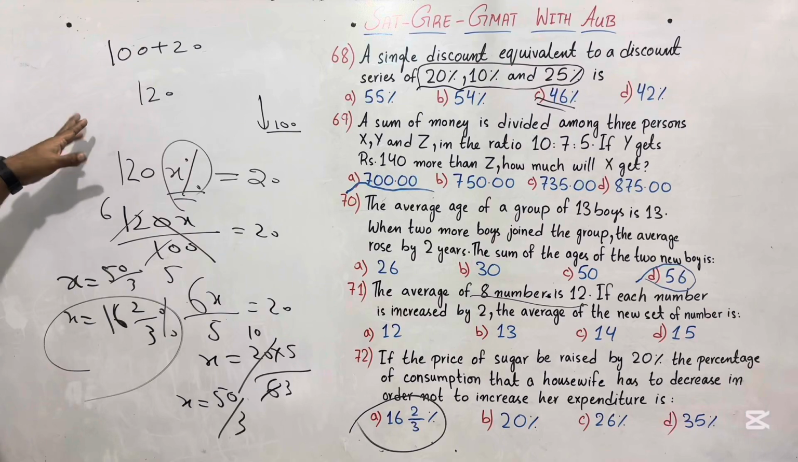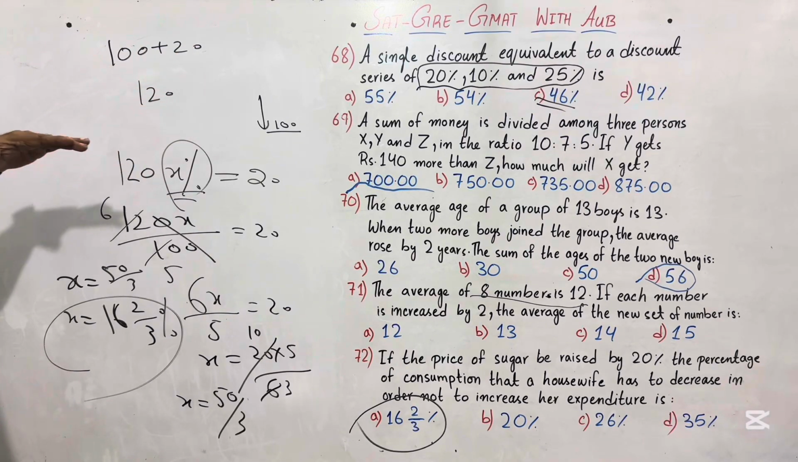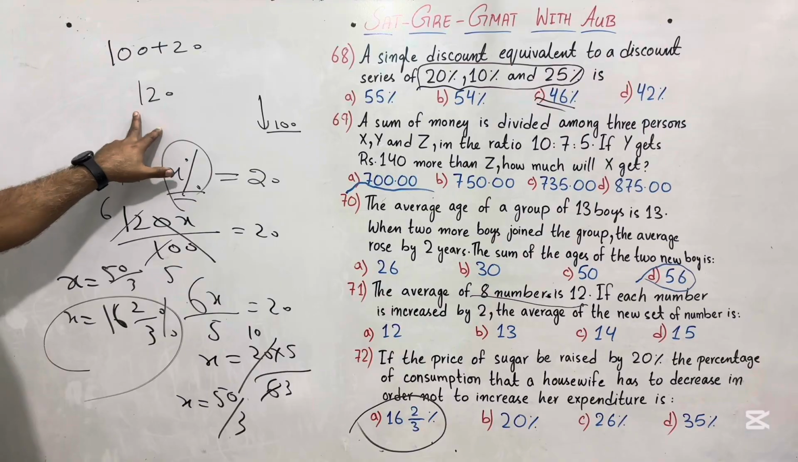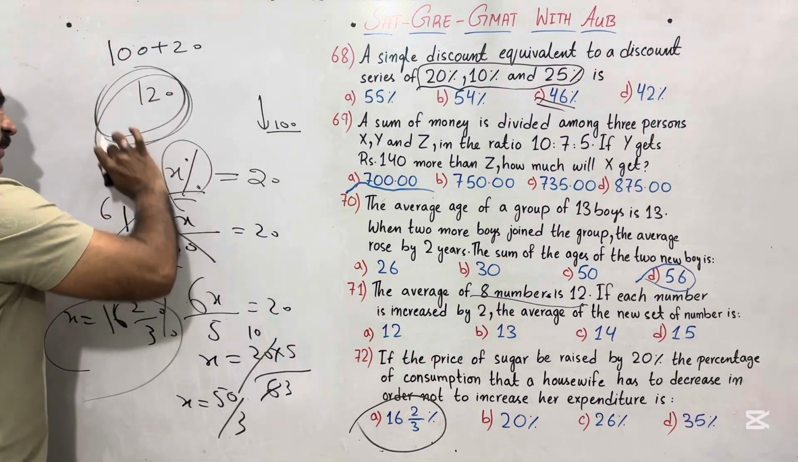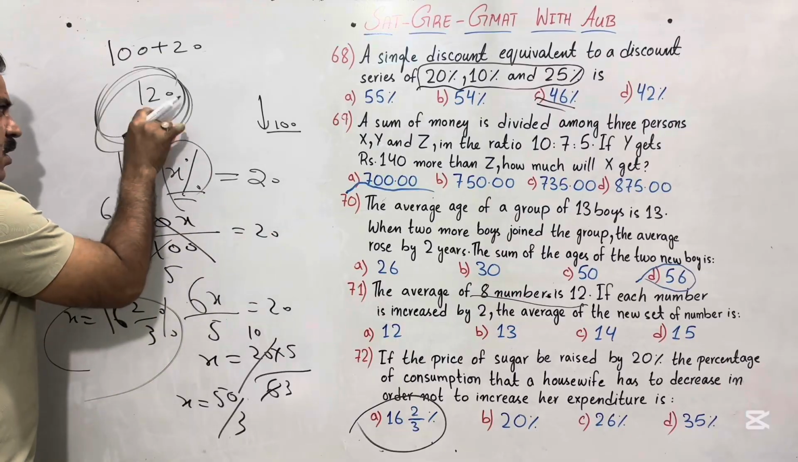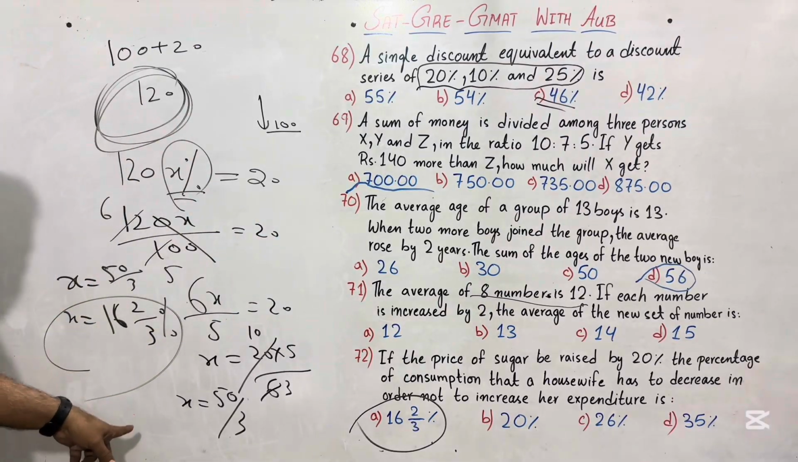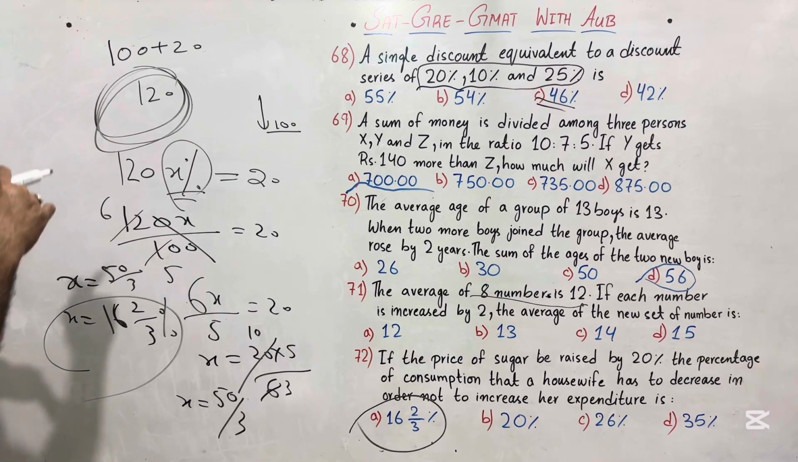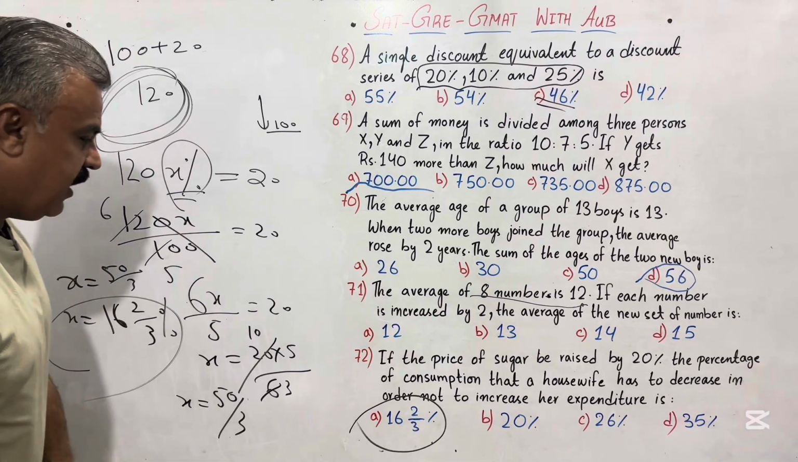The price of sugar has gone up by 20%. At first, we take 100 because it is 100%. Increased by 20, it's 120. Now we have to calculate what percent of 120 is 20. That percent, in that case, is 16 whole 2 upon 3. She has to cut the consumption of sugar in order not to disturb her budget.